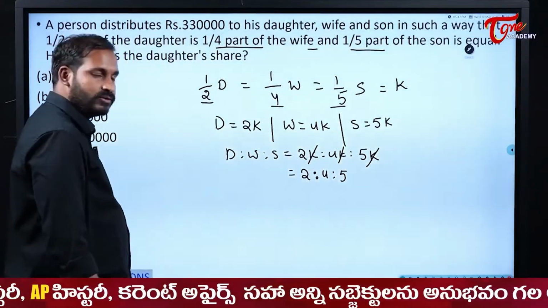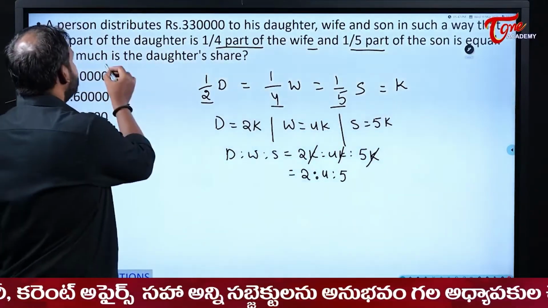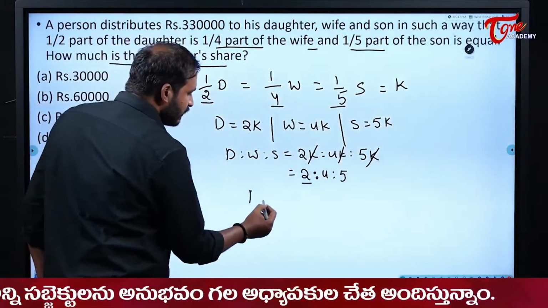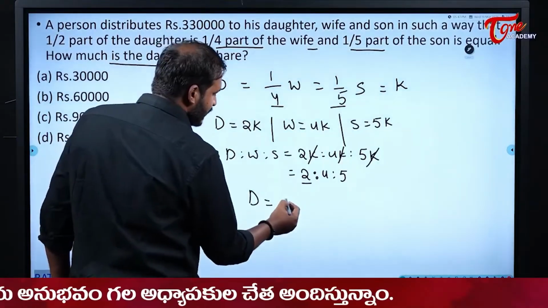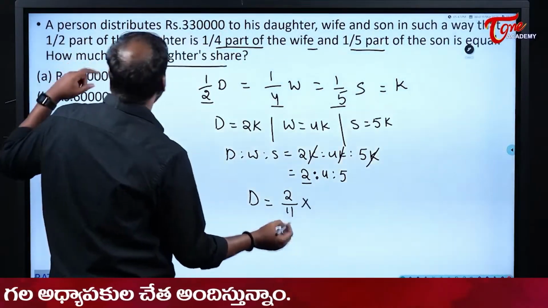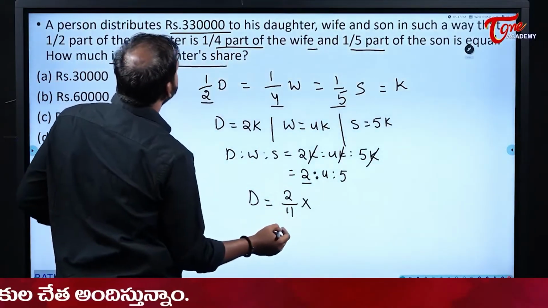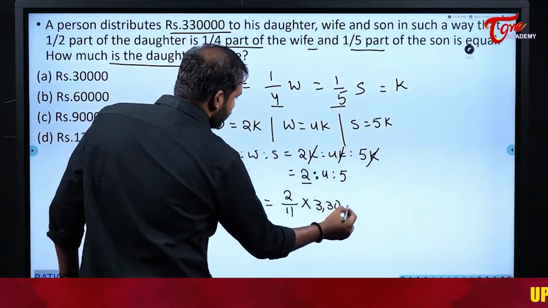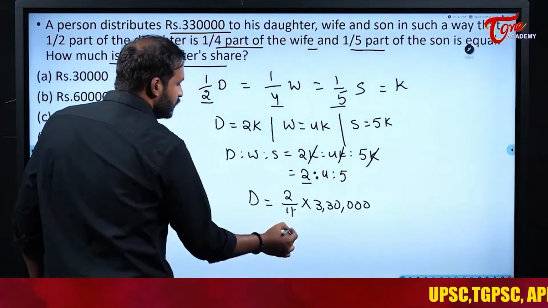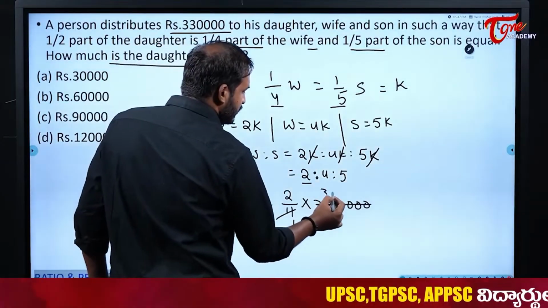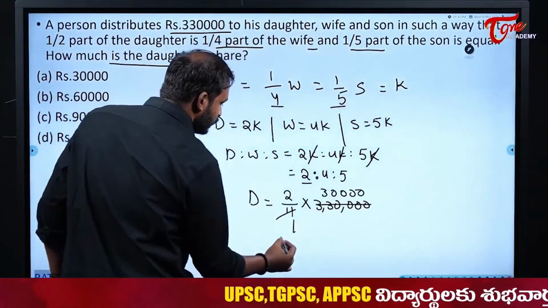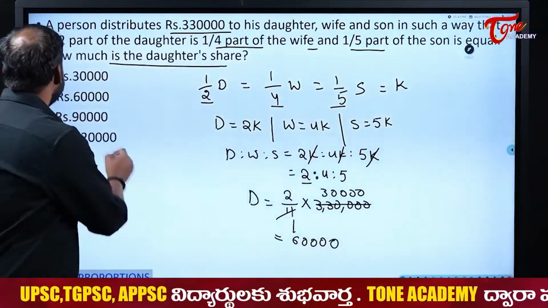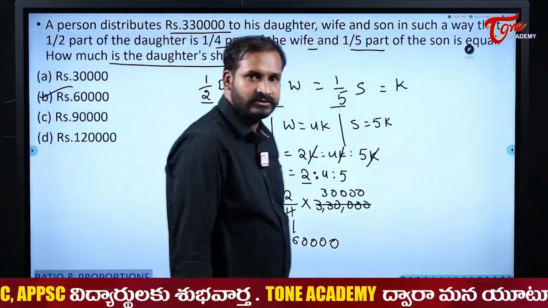So, they should divide in what ratio? 2 is to 4 is to 5. Now, how much is the daughter's share? Daughter's share is how many parts? 2 parts out of total how many parts? 11 parts. So, 2 by 11 into, what is the amount they should distribute among themselves? 3,30,000. So, 2 into 30,000 becomes 60,000. That means the daughter will get a share of 60,000.